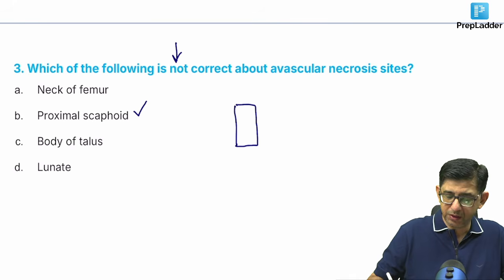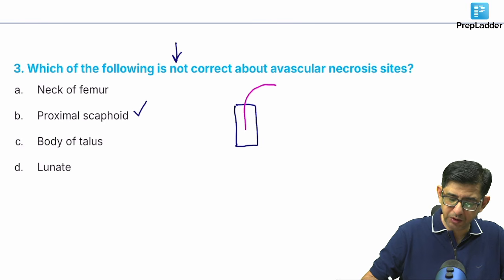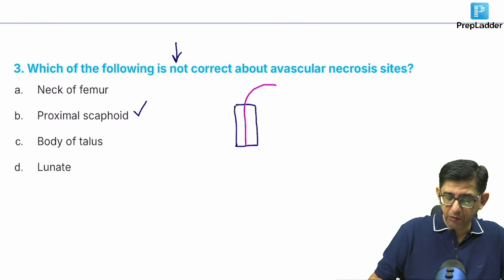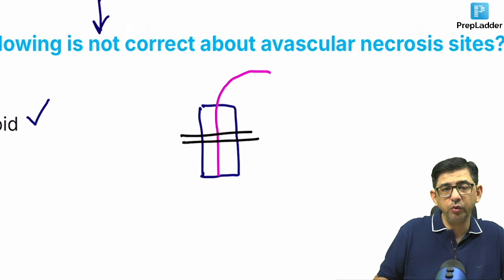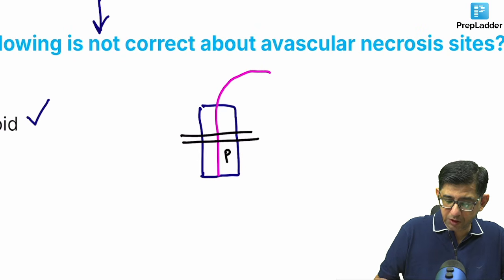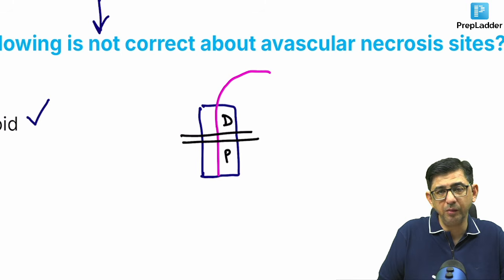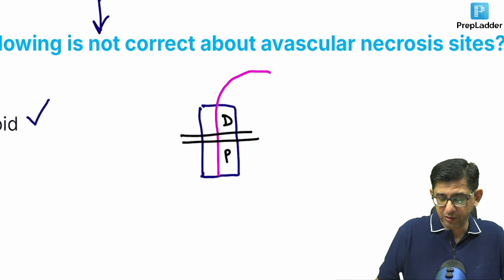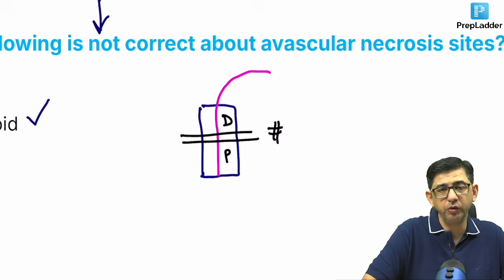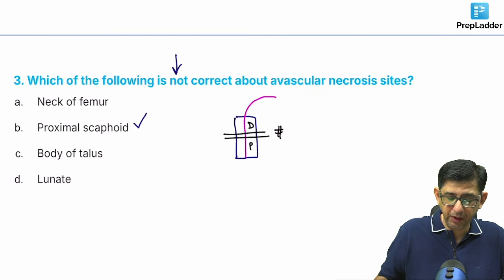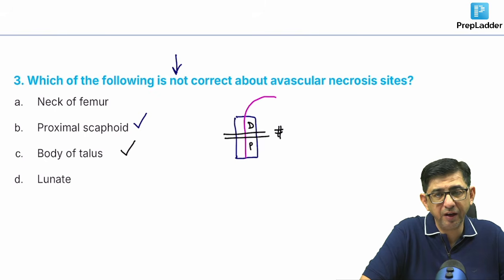Okay, so this, let me say, is the scaphoid bone. Then the blood supply is coming like this from the distal to the proximal part. Now, if you're having a fracture at this particular area, unfortunately, the patient had a fracture at this particular area, then you can see that the blood supply of the proximal part will get affected. So unfortunately, the proximal part of the scaphoid will undergo avascular necrosis. Body of the talus also is very, very vulnerable.